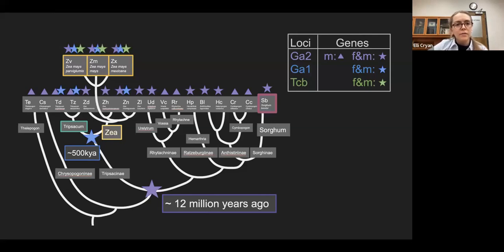So this tells us that GA2 is a lot older than we thought it was before. It might have a lot more to do with just like a general type of crossing barrier or reinforcement rather than a maize specific or teosinte specific barrier that keeps these different subspecies somewhat distinct from each other.